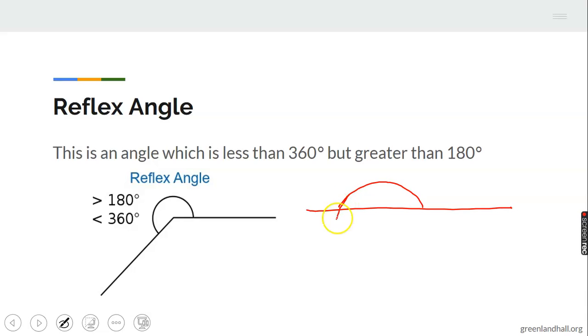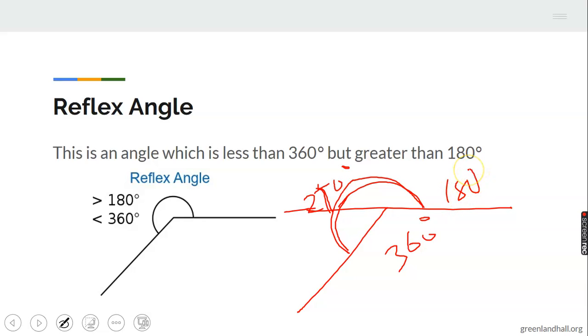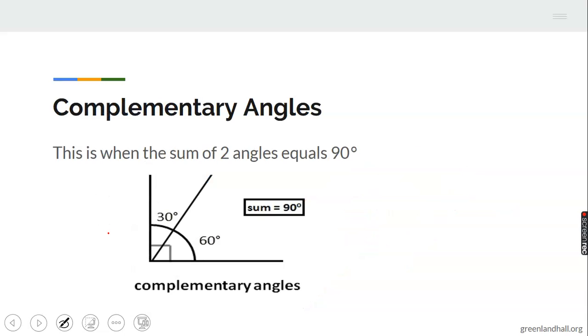So like this, we have this. This can be 270 degrees. It can be 200 degrees. It can be 240 degrees. It can be 290 degrees. It can be 300 degrees. But it must not be up to 360 degrees, sorry. And it must be more than 180 degrees. So it's greater than 180 and less than 360. That's reflex angle.